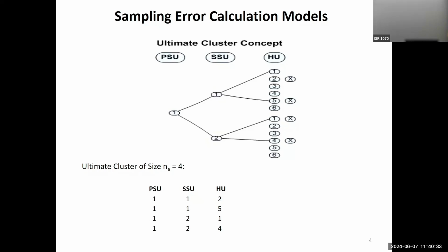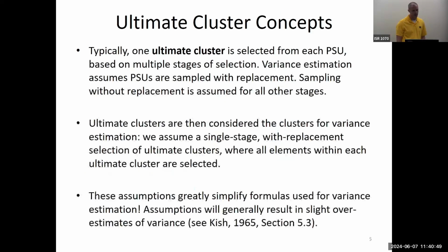So when data users see these data sets, they essentially see some approximation of the clusters defined by the PSUs, and that's it. That's why we only care about that first stage of sampling in this case. All right, so we work with those ultimate clusters for variance estimation. The idea is that one ultimate cluster is selected from each PSU. There could have been many, but we assume that those ultimate clusters are sampled with replacement. We consider those ultimate clusters then for variance estimation.